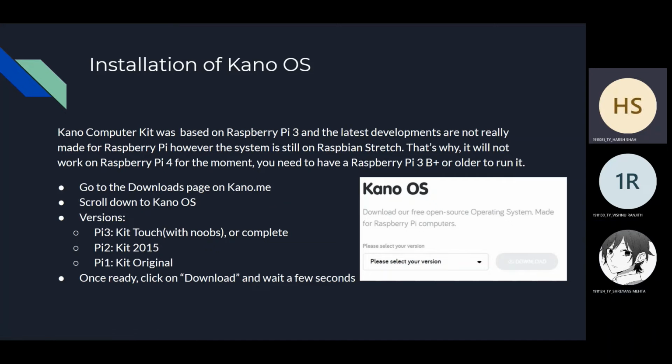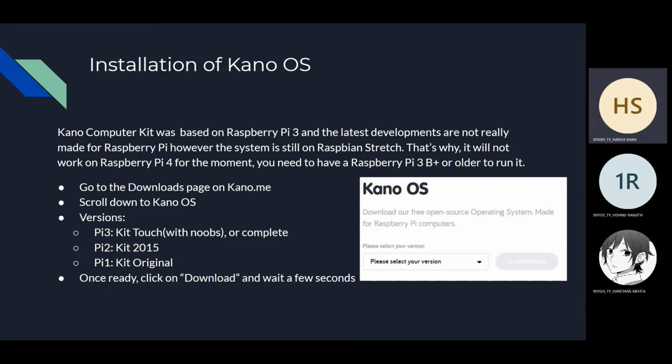So the installation process for Kano OS. Kano Computer Kit was initially based on Raspberry Pi 3 and the latest developments are not really made for Raspberry Pi. However, the system is still on Raspbian Stretch. That's why it will not work on Raspberry Pi 4 for the moment. But in the future, they might launch a new version that will run on Raspberry Pi 4. For now, you need to have a Raspberry Pi 3 B plus or older to run it.